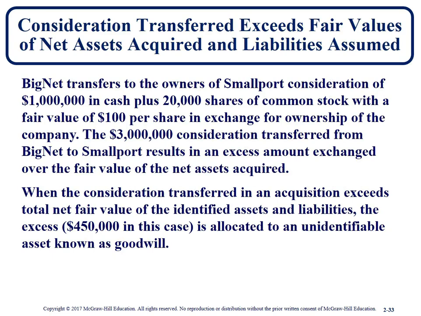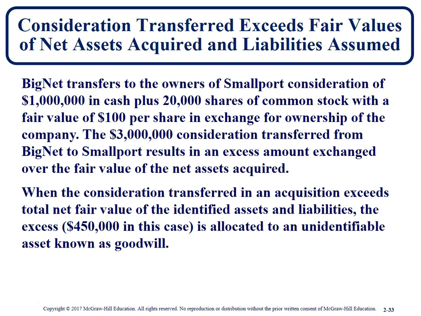Okay, now it gets a little bit more complicated. BigNet transfers to the owners of Smallport consideration of $1 million in cash plus 20,000 shares of common stock with a fair value of $100 per share in exchange for ownership. The $3 million consideration transferred from BigNet to Smallport results in an excess amount exchanged over the fair value of the net assets. And when that happens, what do we have? We have goodwill. When the consideration transferred exceeds the total fair value of the net assets and liabilities, we're going to allocate it to goodwill.